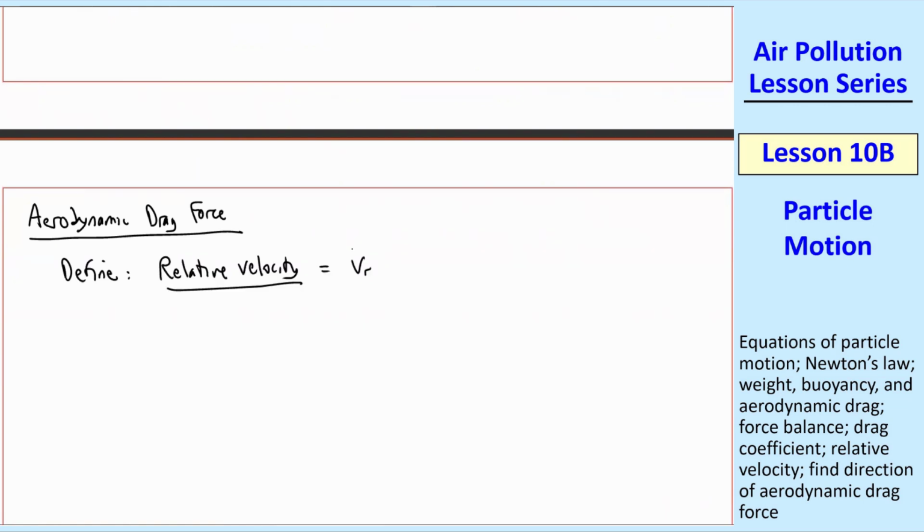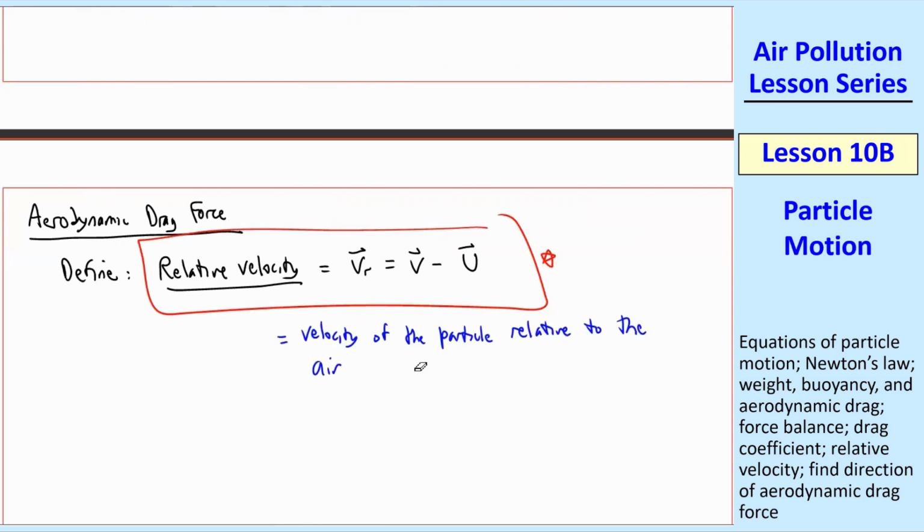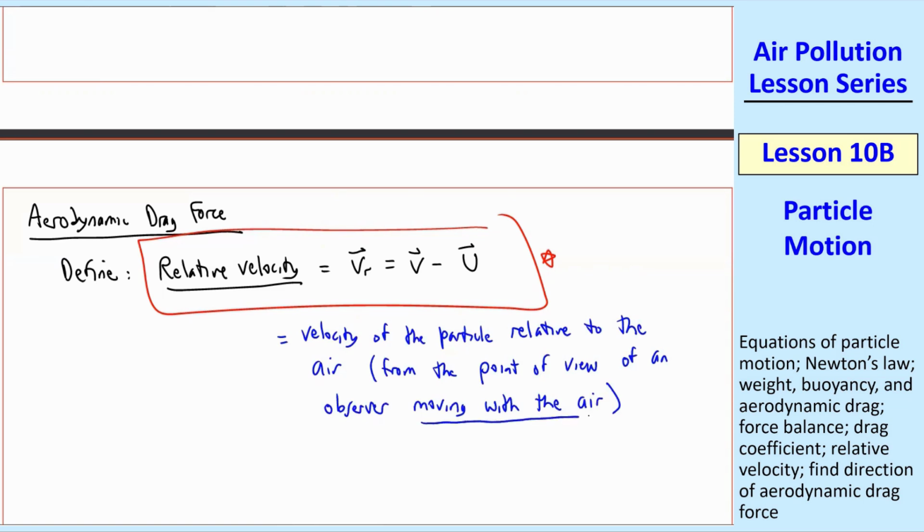We use little v for the velocity of the particle. So v relative, this is a vector, is equal to v, the actual velocity of the particle, minus u, which is the air velocity. That's the relative velocity. It's the velocity of the particle relative to the air from the point of view of an observer moving with the air. And that's the critical part. It's relative to someone moving with the air.